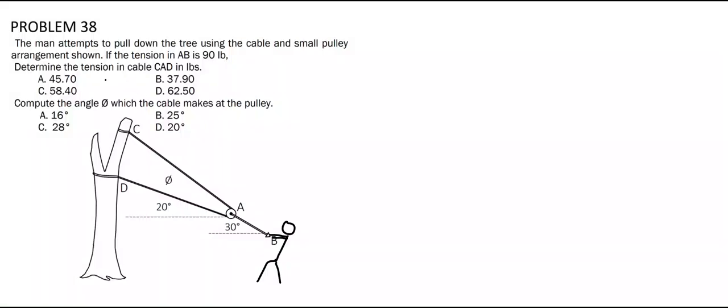In this problem, the man attempts to pull down the tree using the cable and small pulley arrangement shown. If the tension in AB is 90 pounds, determine the tension in cable CAD in pounds and compute the angle phi which the cable makes at the pulley.